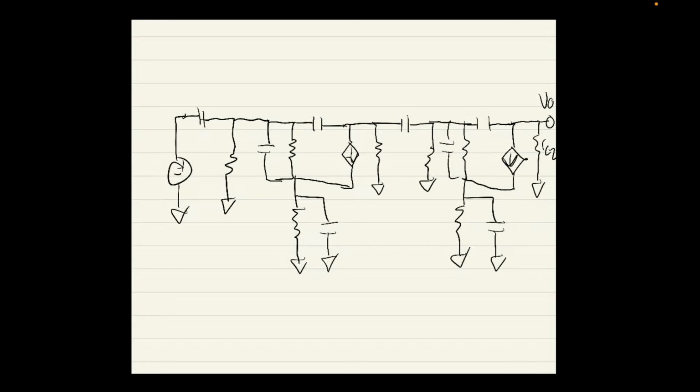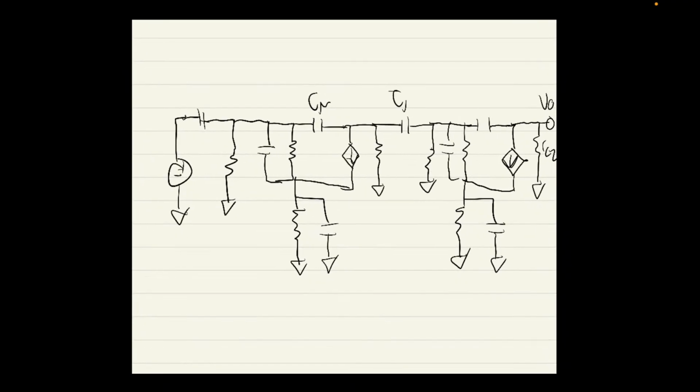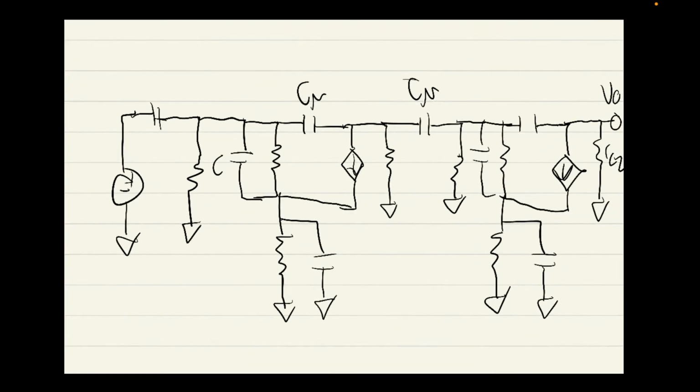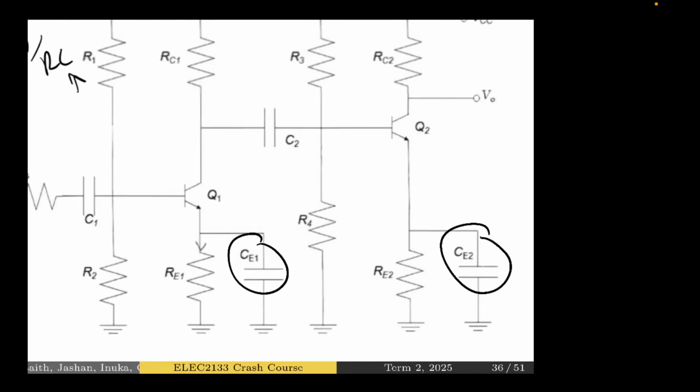Okay, that's the circuit. It's not very nice, but I just have to quickly write it down. This has an RS there. This is going to be C1, this is going to be C pi, this is C pi. In any case, these are the values. Now I'll just derive the answers for you guys.